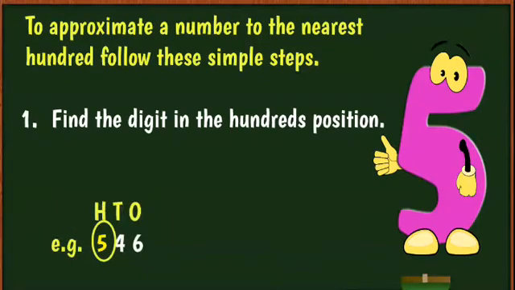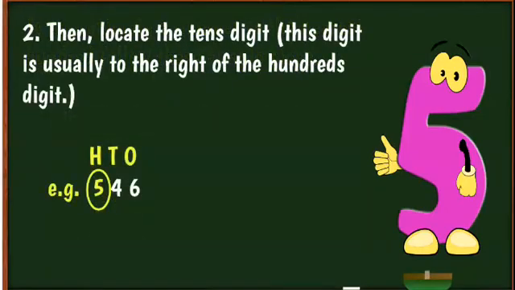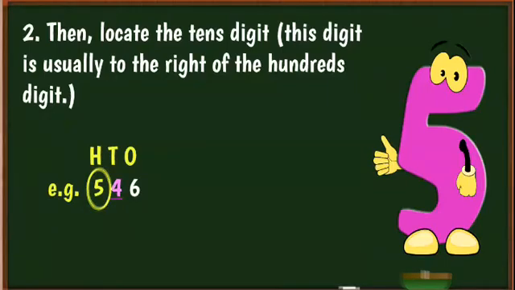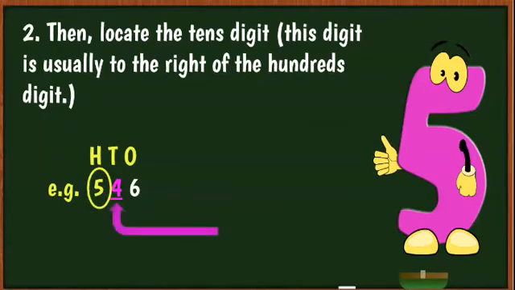So 5 is in the hundreds place. Step 2. Then locate the tens digit. Now this digit is usually to the right of the hundreds digit. So our tens digit is 4.